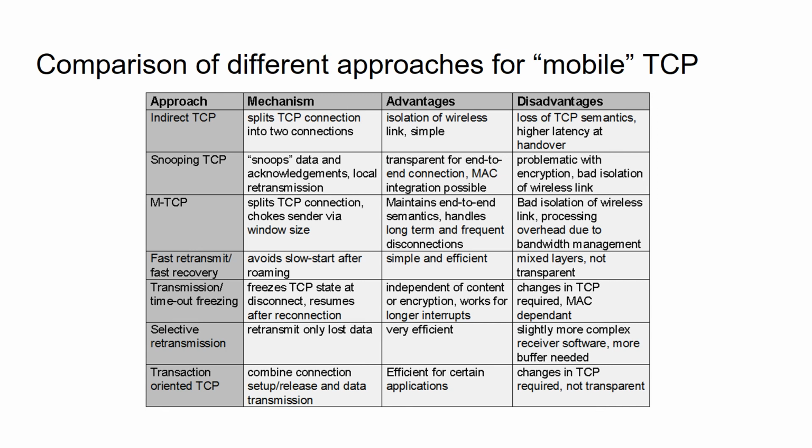For snooping TCP, it snoops data and acknowledgements, with local retransmission, and the advantage is it is transparent for end-to-end connection. MAC integration is also possible. The disadvantage is that it is problematic with encryption based isolation of wireless link. Likewise, you will have mobile TCP, fast retransmit and fast recovery, transmission timeout freezing, selective retransmission, and transaction oriented TCP. Thank you.